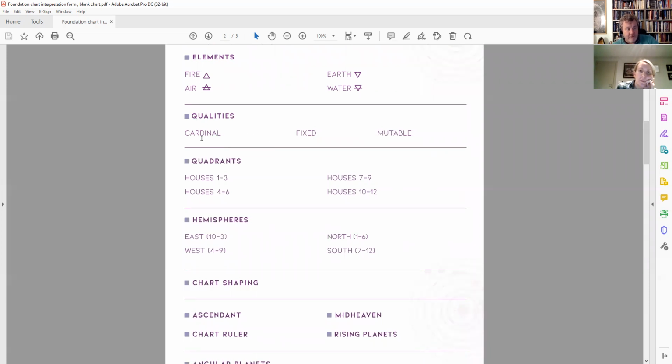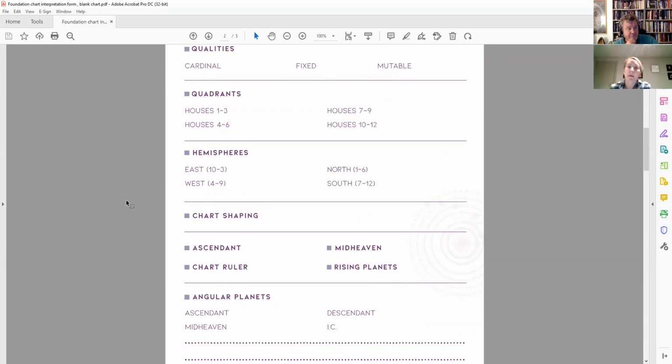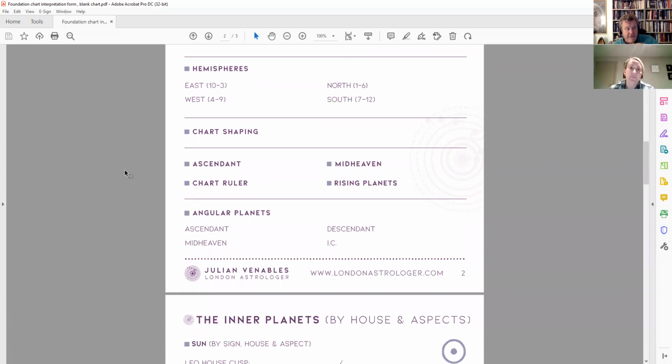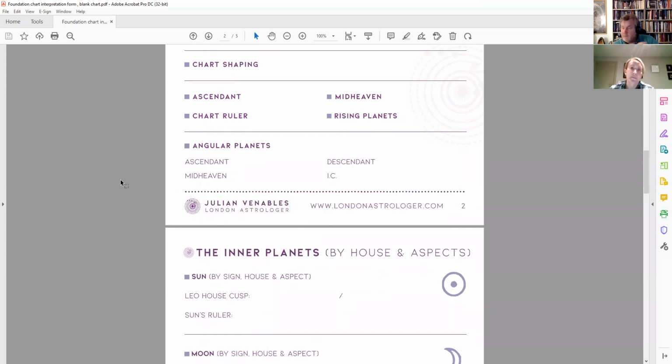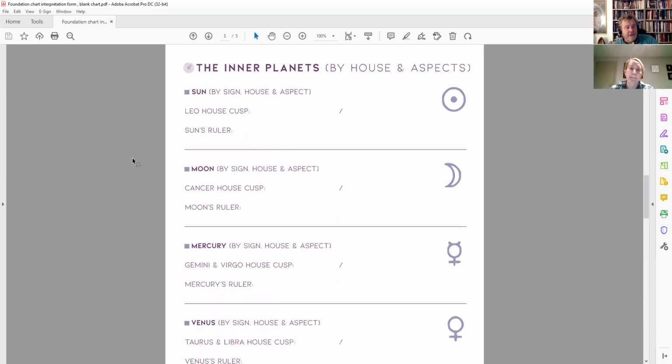Qualities, so you look at the cardinal, fixed, mutable distribution. And tonight, what we're going to be doing is quadrants and hemispheres, okay? And then you're looking at chart shaping. That's another lesson, looking at things like the ascendant, midheaven, the ruler of the chart, the rising planets. All these things we're going to go through in turn. It's just about getting familiar with the chart, so you know what to do. And then you'll be going through these as well.